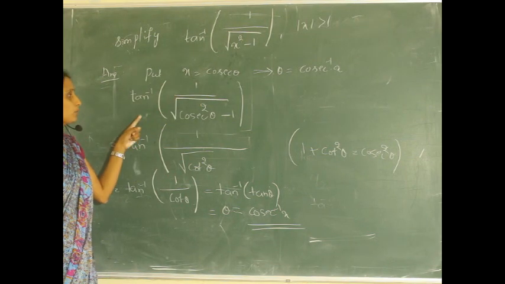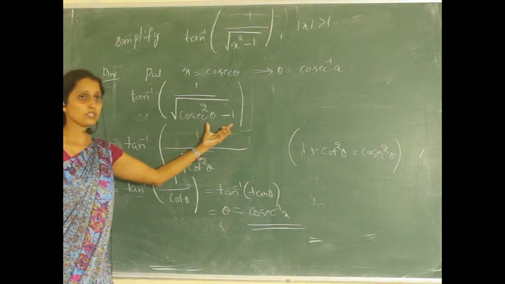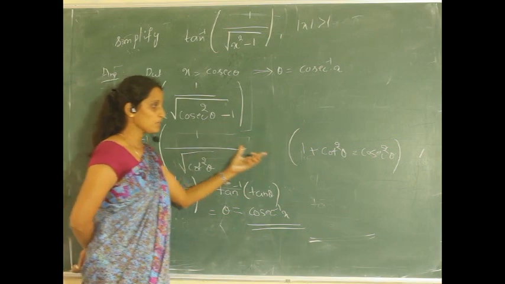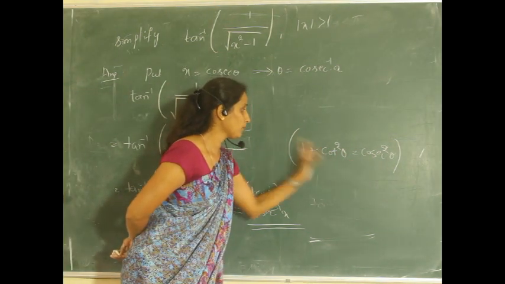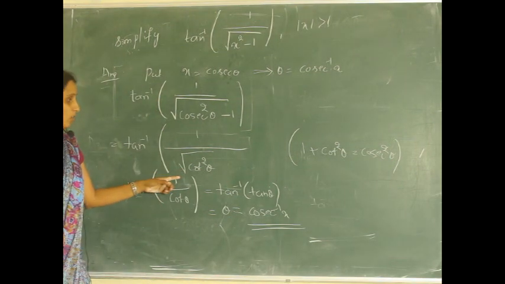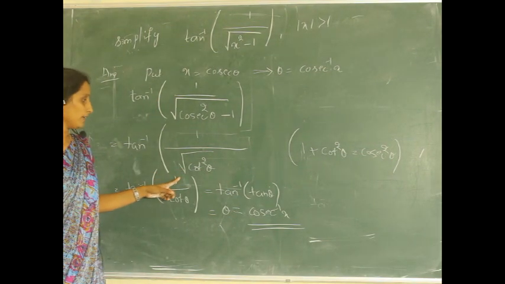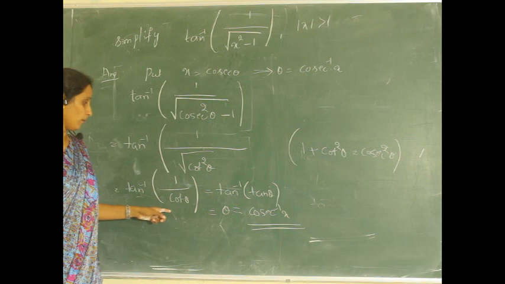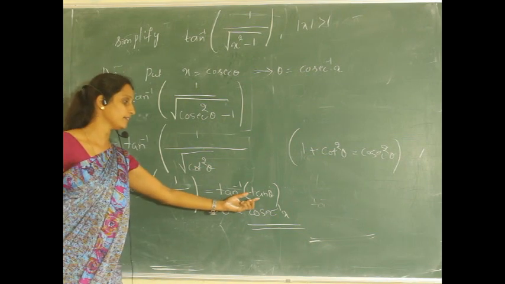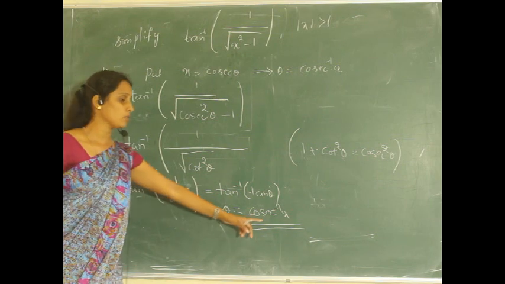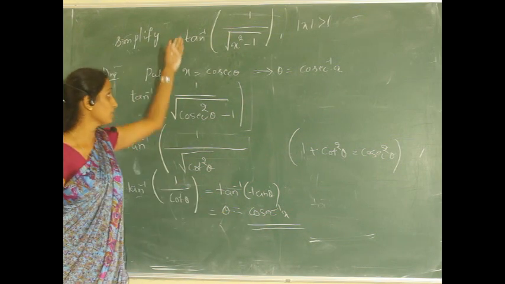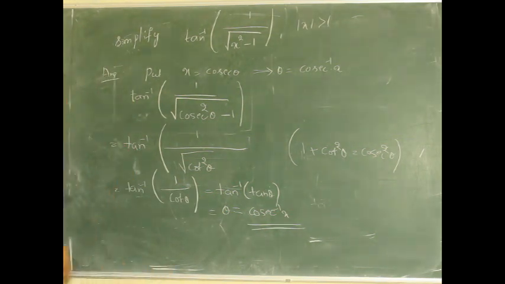Then substitute in tan inverse of 1 by root of cosec square theta minus 1. So 1 plus cot square theta is cosec square theta. So cosec square theta minus 1 will be cot square theta. Substitute root of cot square theta. Root and square will be cancelled. 1 by cot theta will be tan theta. Tan and tan inverse can be cancelled. So we are getting theta. So theta is equal to cosec inverse x. So the simplest form of the given problem is cosec inverse x.